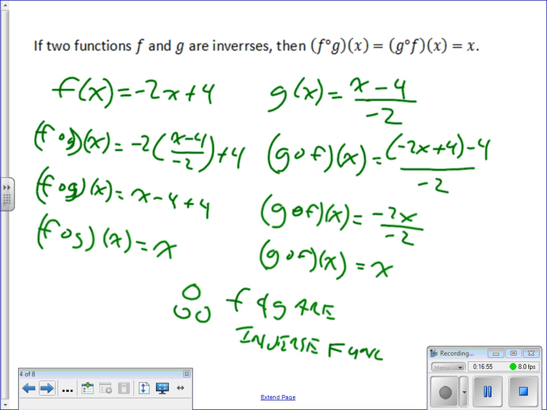Okay? Questions about this? To prove the two functions are inverses, this is what you do. And yes, you have to do both, because it is entirely possible that it does only work one direction but not the other. It's rare, but it is possible. Okay.